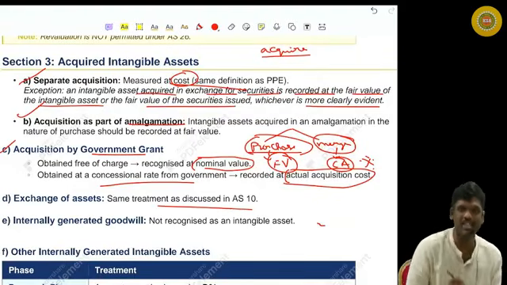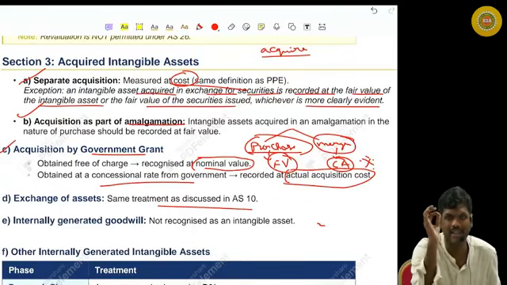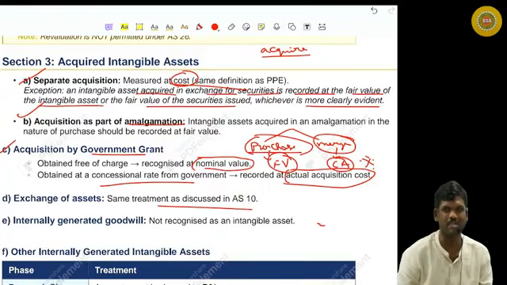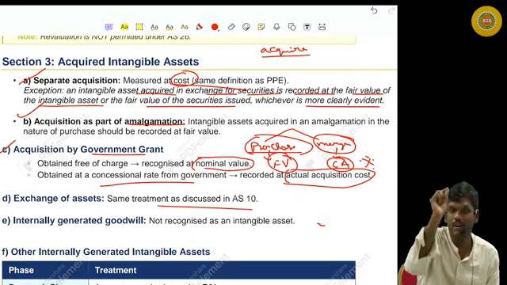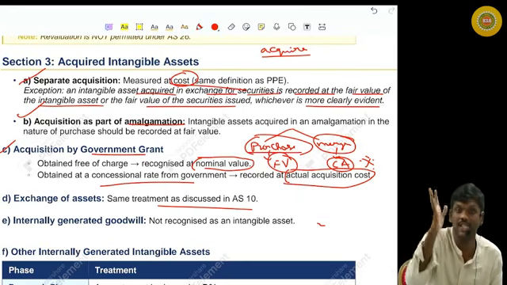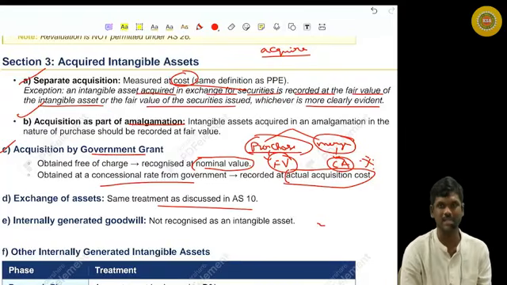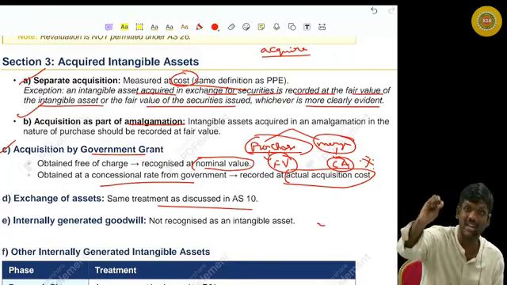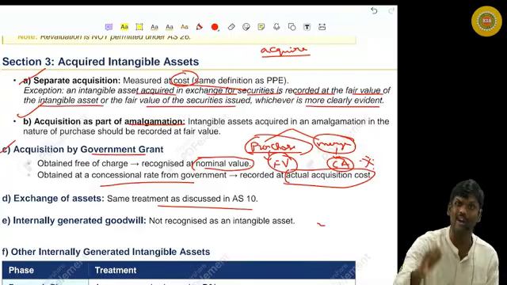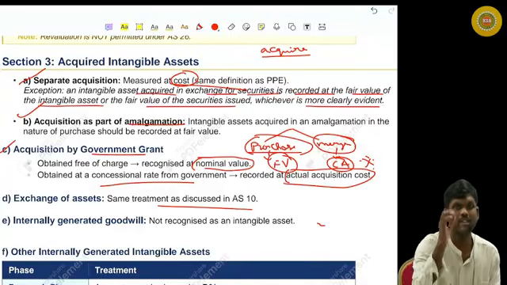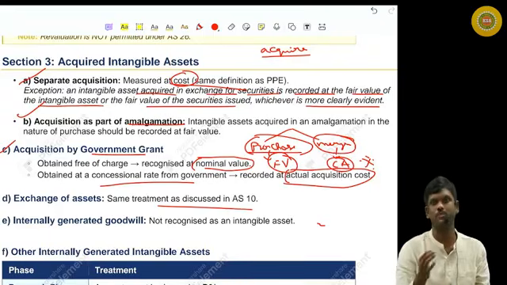Sir, what if I do exchange of assets? I am giving one intangible, getting another intangible. Same points as what we discussed in AS10. Sir, if you quickly revise that principle, again, it will be very helpful for us, sir. So whenever there is an exchange, I would have told you in AS10 also, first you have to check if there is commercial substance. Yes, sir, commercial substance is there. Then whatever new intangible asset that you are getting, it should be recorded at fair value of the intangible asset acquired or fair value of the intangible asset given up, whichever is more reliably measurable. Whichever you can measure reliably, use that fair value and record it.